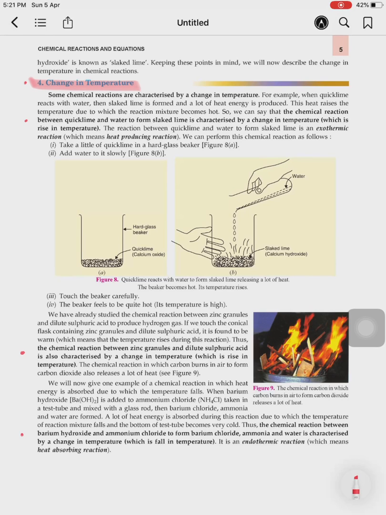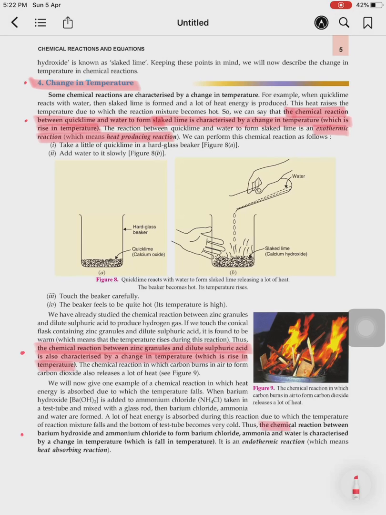So the first example is the chemical reaction between quicklime and water to form slaked lime, characterized by a change in temperature, which is rise in temperature, and this process is called an exothermic reaction, in which heat is produced. Second example is the chemical reaction between zinc granules and dilute sulfuric acid, also characterized by rise in temperature. So this also is an exothermic process.